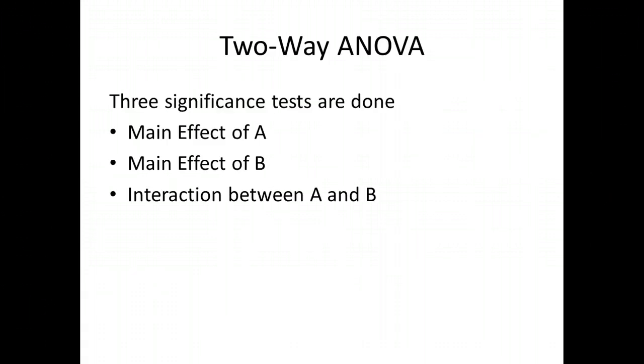If you're doing a two-way ANOVA, there are 3 significance tests that are done. There are 3 Fs that are calculated, 3 p-values that are determined. And all of that is before you do any follow-up tests at all. So you will have a test for the main effect of A, a test for the main effect of B, and a test for the interaction.